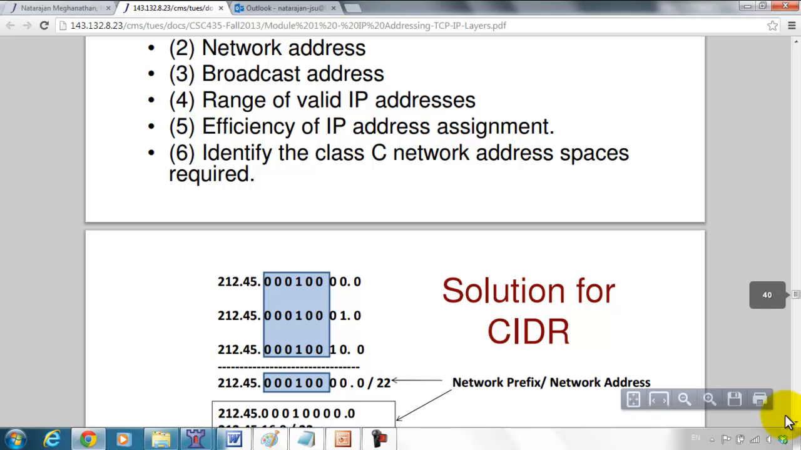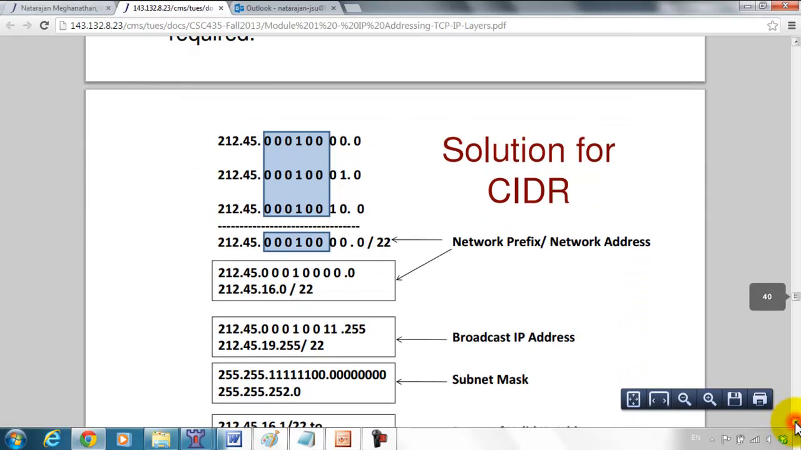So the first step is to write them in binary. So this is 212.45.16.0 and this is 212.45.17.0, 212.45.18.0. So this is the 16, this is 17, and then this is 18.